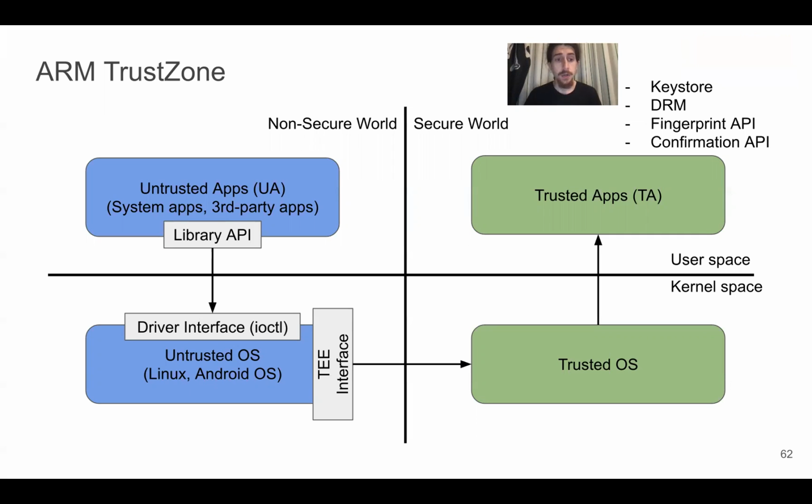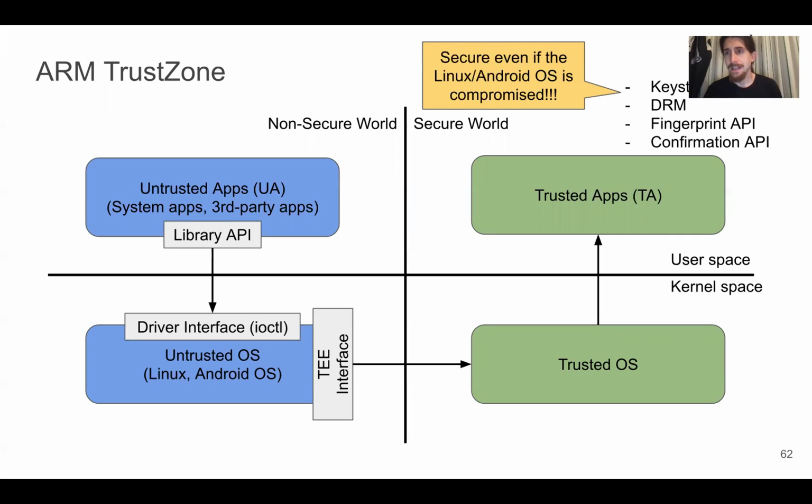So the goal of this part of the slides is to discuss in detail how these specific primitives work, why they're important, and why they decided to implement them with support of TrustZone. And again, the important point here is that these specific things are secure even if the Linux and Android OS is compromised. So these trusted apps are actually resilient even under very aggressive threat models.